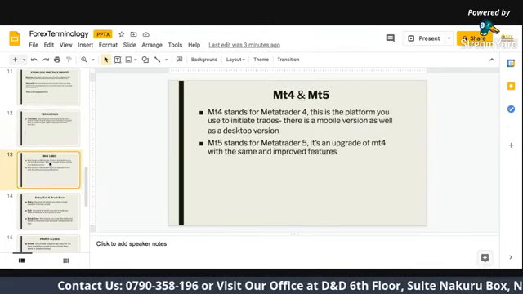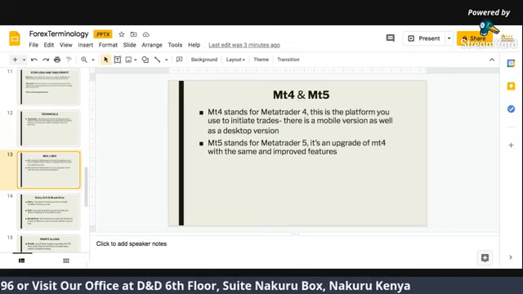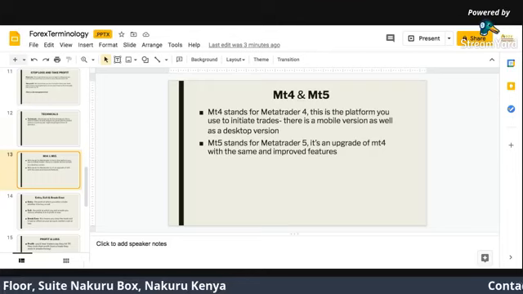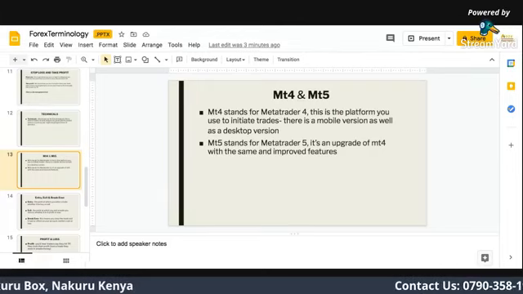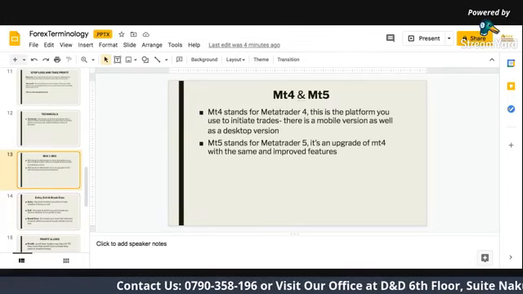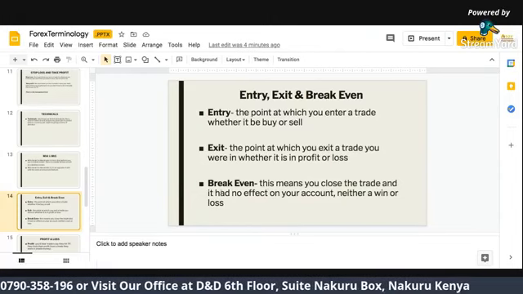And then we have MT4 and MT5. MT4 stands for MetaTrader 4. This is the platform used to initiate trades. There's a mobile version and a desktop version. We have MT5. MT5 is an upgrade of MT4 with better and improved features. This is the platform that you use to trade, to execute orders, and to do your analysis.